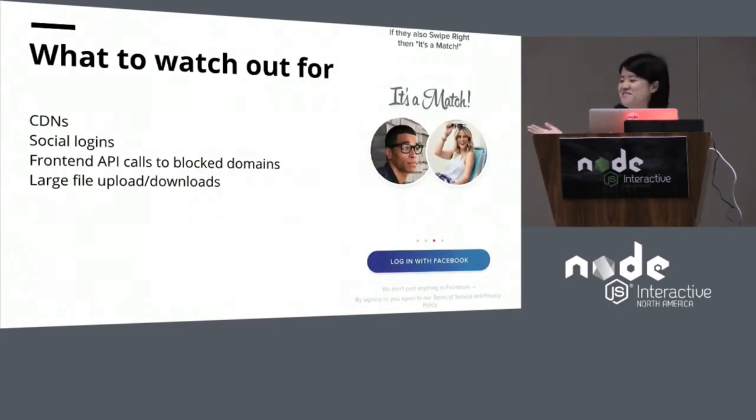For example, if you're using Tinder and you need to log in with Facebook, then that means to use this app, you need to have a VPN. So if you're in China and you're looking to date software engineers who know how to use a VPN, this is the platform to go to.